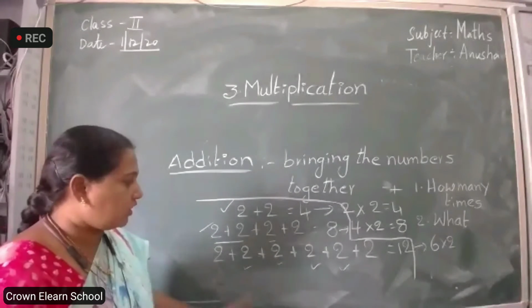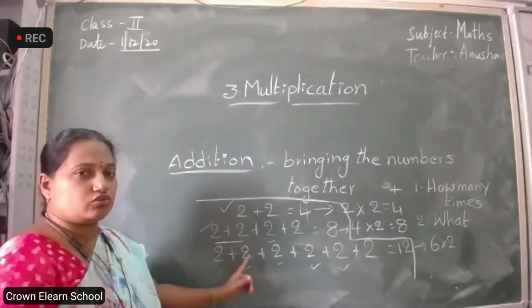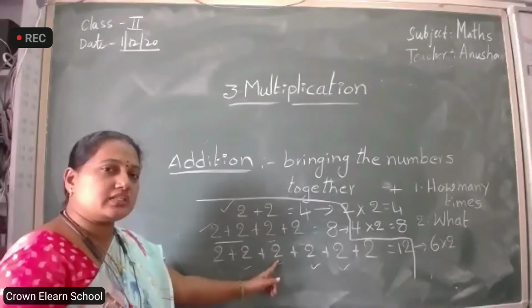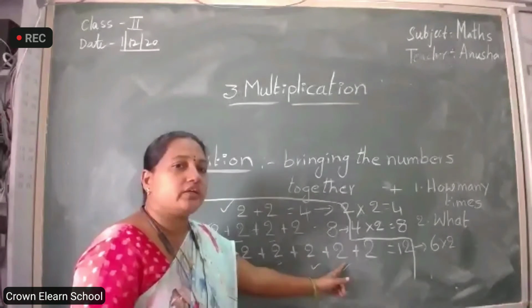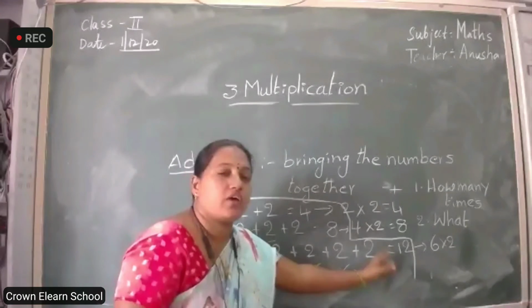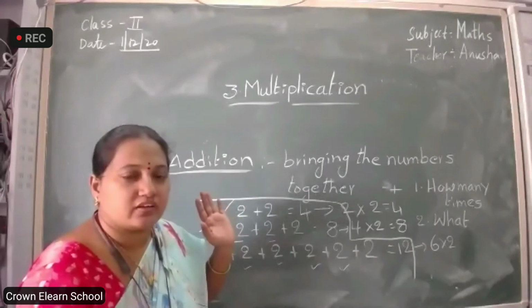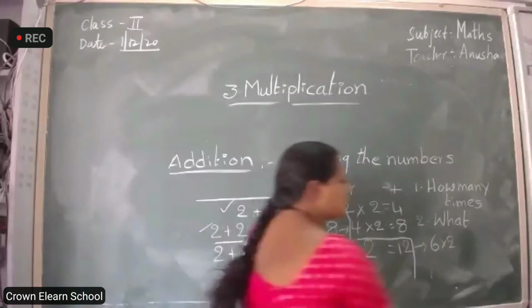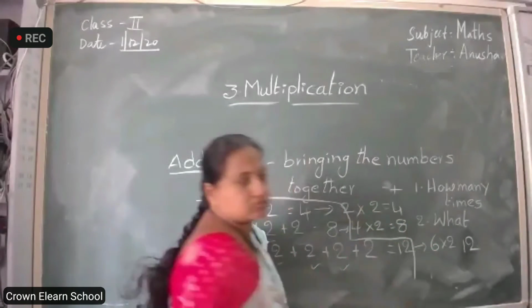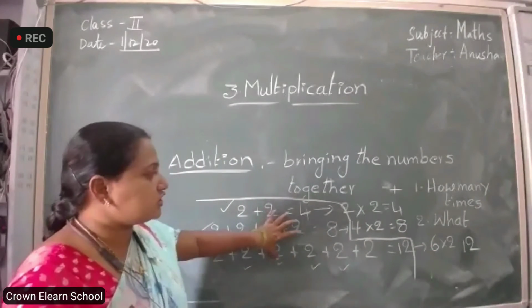Now look at this one. 2 plus 2, 4. 4 plus 2, 6. 6 plus 2, 8. 8 plus 2, 10. 10 plus 2, 12. How much time is it taking? A little bit long now. Now look at this one. 6 2s are 12. Answer we got. Observe these two methods.